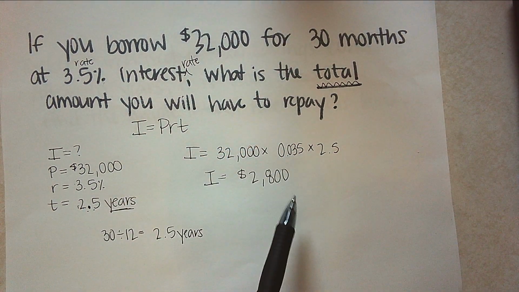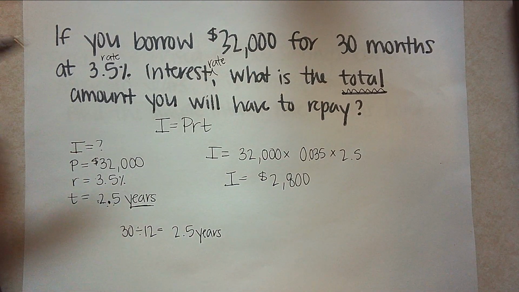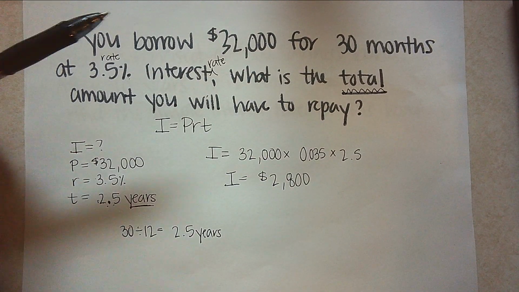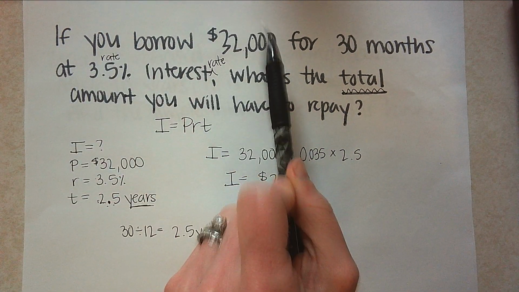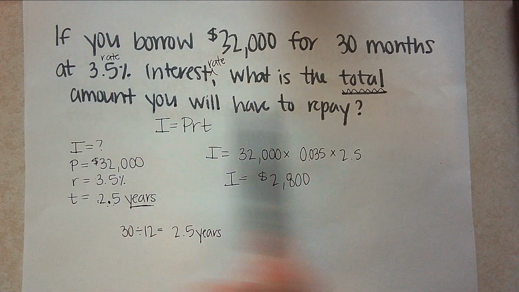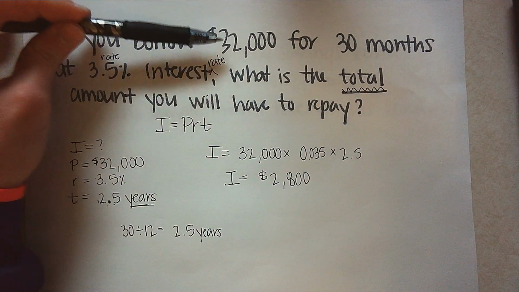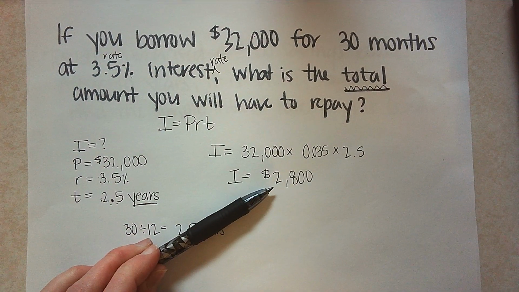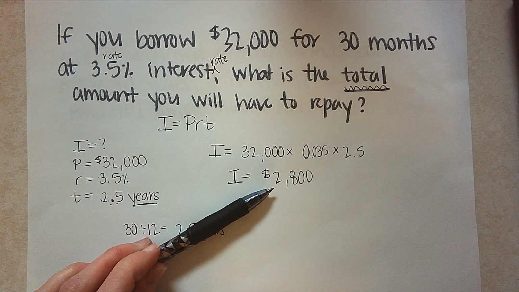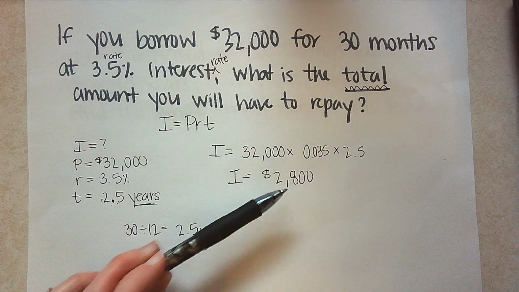At this point, I want you in word problems especially to go back to the question and ask yourself, does my answer make sense? And it says, if you borrow $32,000, what is the total amount that you have to repay? There are very few people in the world who will let you borrow $32,000 and only pay back $2,800 of it. The world doesn't work like that. People want what they let you borrow. They also want their interest.